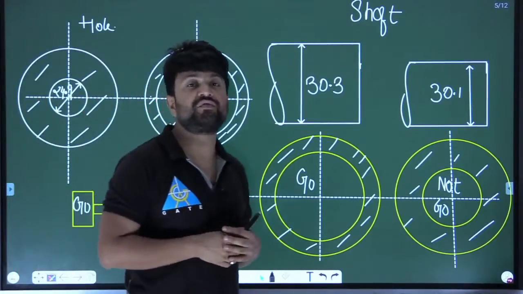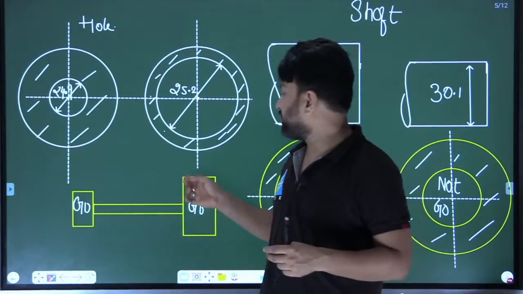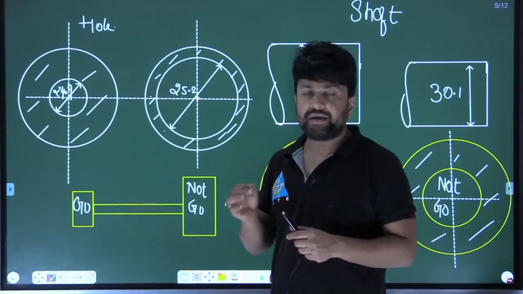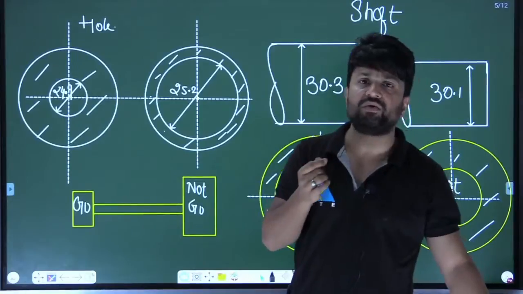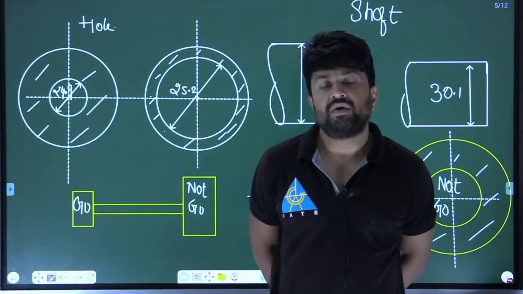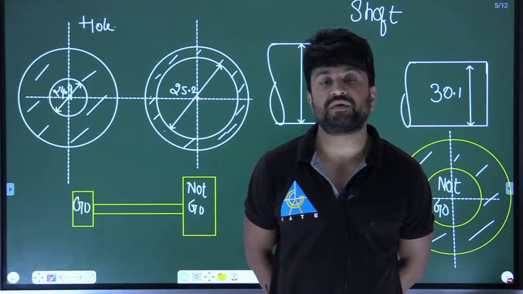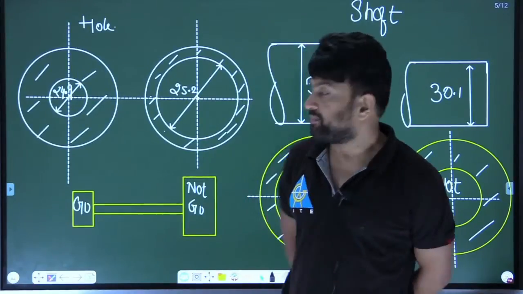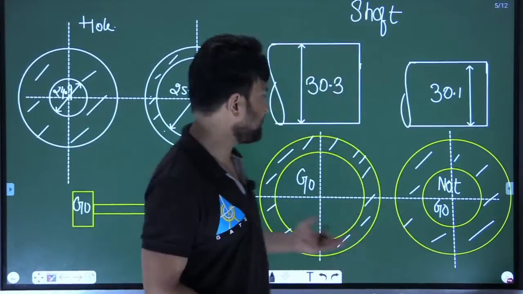The chances of wear will be more on go, because not go is rarely going to enter into the hole. If it is go, then there is a lesser chance of wear, and if it goes in fewer times, there will be less wear. So more wear will always happen on a go.